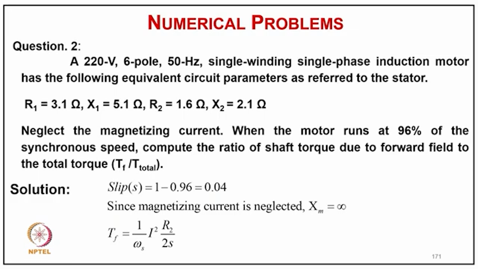Now question 2: a 220 volt, 6 pole, 50 Hz single winding single phase induction motor has the following equivalent circuit: R1 3.1 ohm, X1 5.1 ohm, R2 1.6 ohm, and X2 equal to 0.1 ohm. Neglect the magnetizing current. When the motor runs at 96% of synchronous speed, compute the ratio of the shaft torque to the forward torque. The slip is 1 minus 0.96, equal to 0.04. Since magnetizing current is neglected, Xm is infinity.